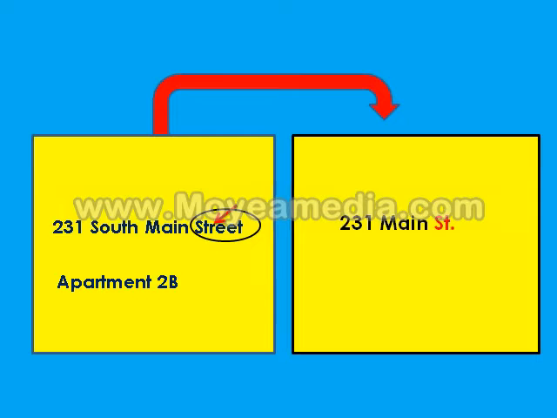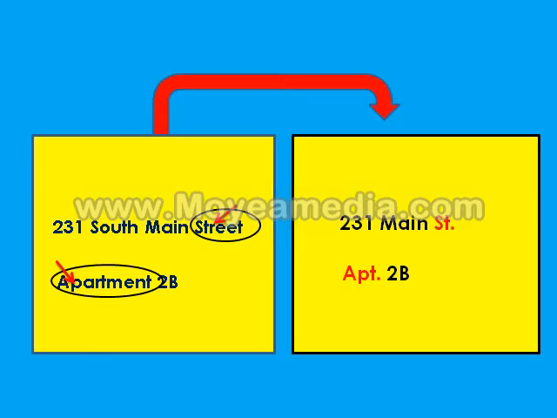Next, let's have the second example. Apartment 2B. In this example, which one are we going to abbreviate? Is it apartment or 2B? Let's find out the answer. Very good. So it is apartment. So how are we going to abbreviate apartment? Anyone who can give me the answer? Good job. So it should be written as APT dot or period 2B. Is it clear? Well done.